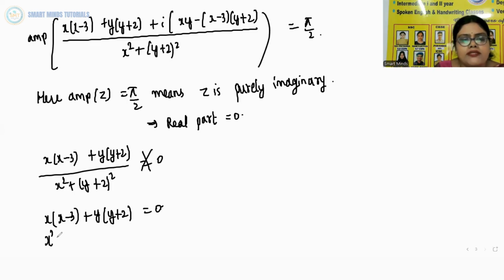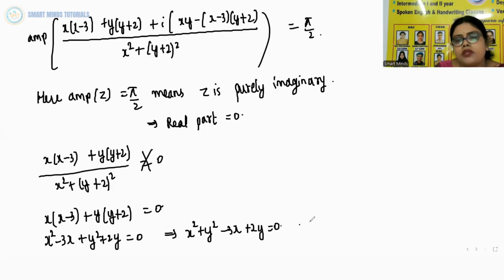Open the brackets, x square - 3x + y square + 2y is equal to 0. So you get x square + y square - 3x + 2y is equal to 0. So this represents a circle containing origin. Why is it containing origin? Because you don't have any constant here. If you had any constant, we would take not containing origin. Got it?